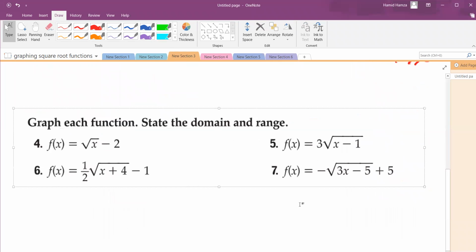So the last two, guys, the last two questions. So what is the translation that happened here in this part?